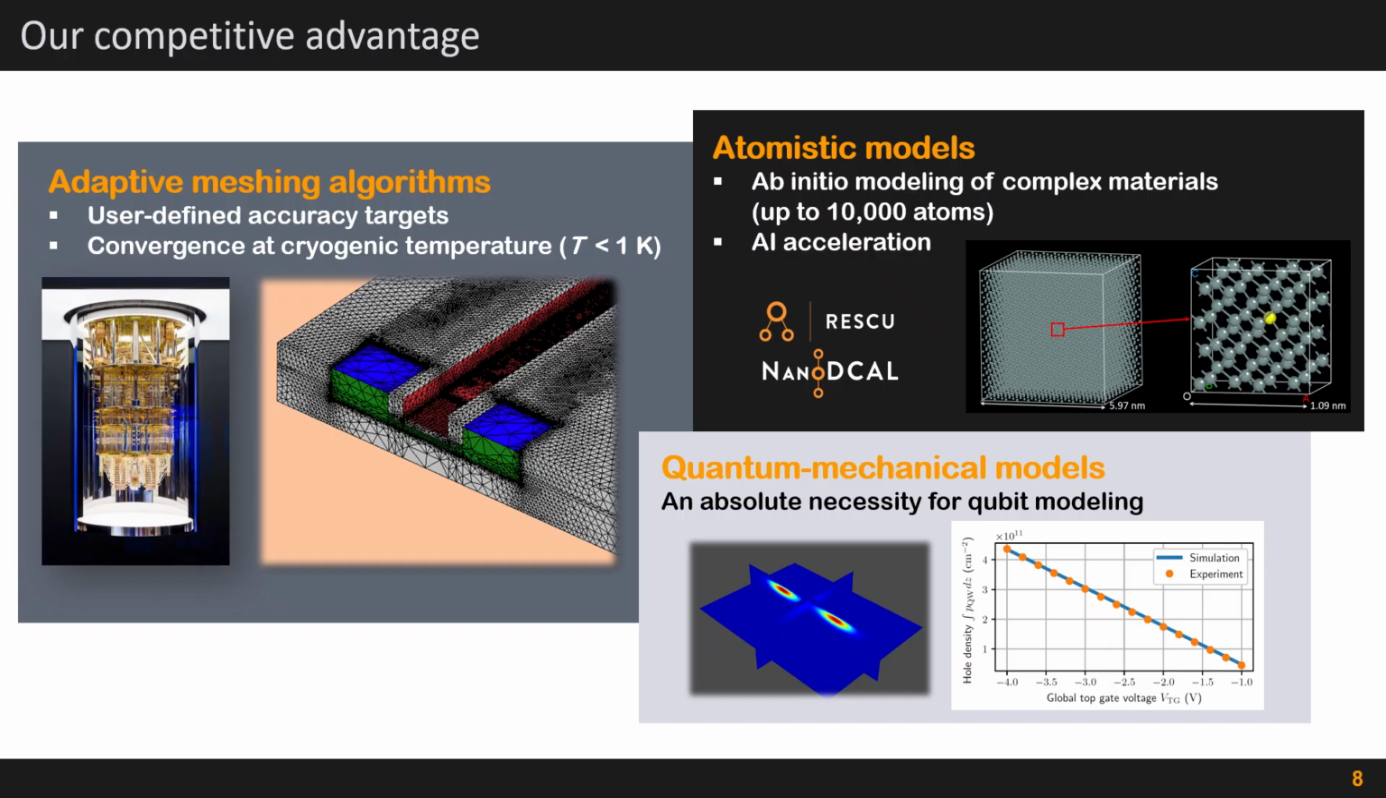So this gives access to modeling very small nanometric features such as quantum defects, such as phosphorus donors in silicon or other quantum defects. And perhaps the most important competitive advantage is that we have coded deeply quantum mechanical models for the specific problems that we want to solve, in particular for spin qubits and semiconductors, directly into QTCAD. And this is an absolute necessity for accurate qubit modeling.